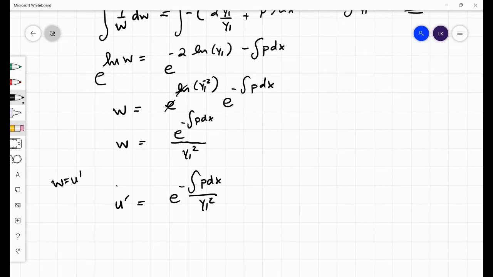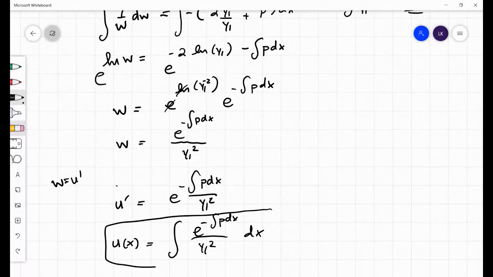So we recover u by anti-differentiating, and there we go. We get a u that works. Okay, so that was the formula for u in the reduction of order formula.